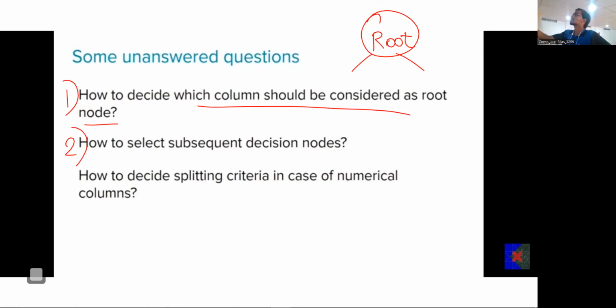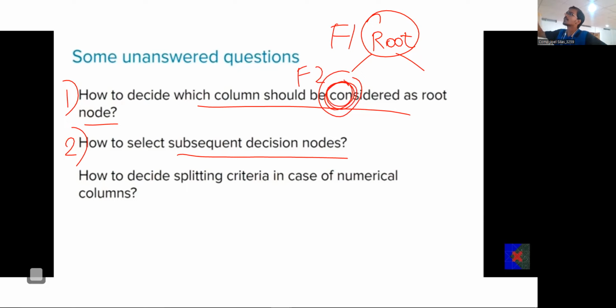Second is how to select the subsequent decision nodes. After this particular feature, F1, that you have selected, how to select F2. What should be the condition over here? So such things also have to be decided efficiently.